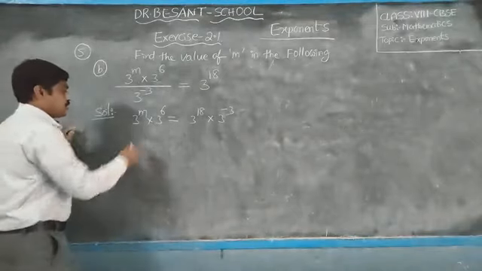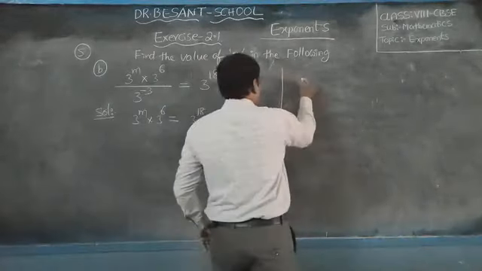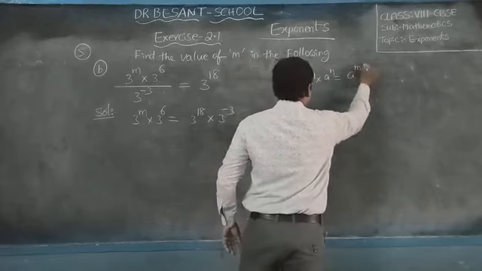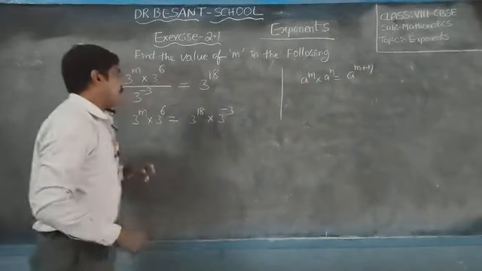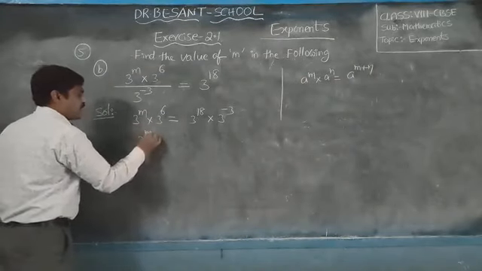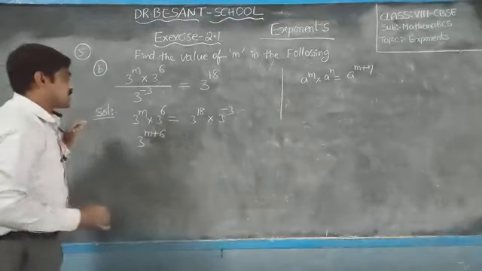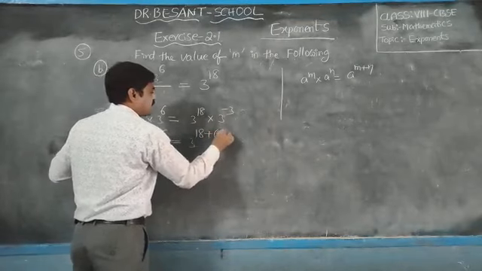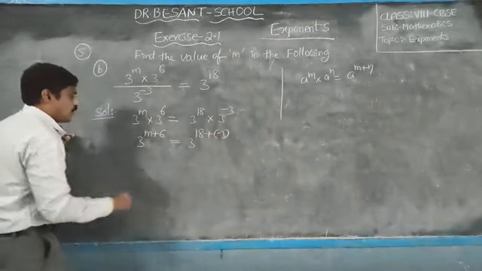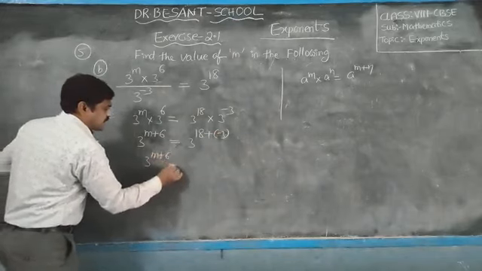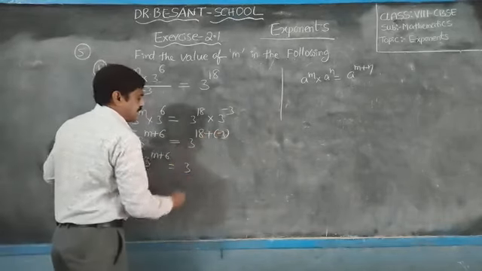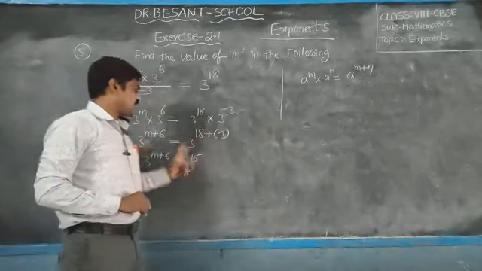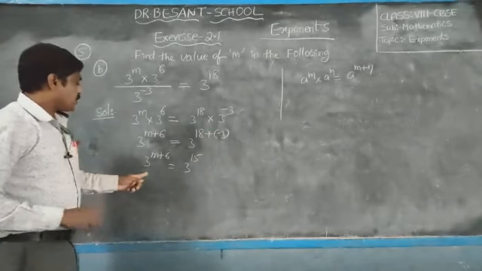Next, we know that a power m into a power n is equal to a power m plus n. That is equal to 3 power m plus 6, that is equal to 3 power 18 plus minus 3. Now 3 power m plus 6 is equal to 3 power 18 minus 3, that is equal to 15. Plus into minus is minus, 18 minus 3 is equal to 15.